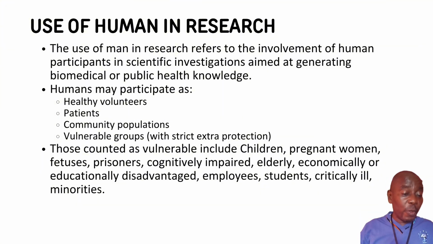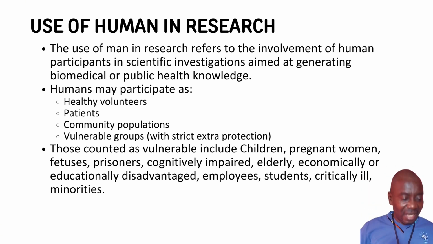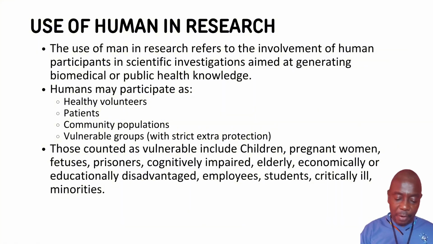So those counted as vulnerable include children, pregnant women, fetuses in the womb, prisoners, those who are cognitively impaired, elderly, economically or educationally disadvantaged, employees of their employers. They are vulnerable because they don't want to lose their job. That's why. Okay. So students, critically ill, minorities.